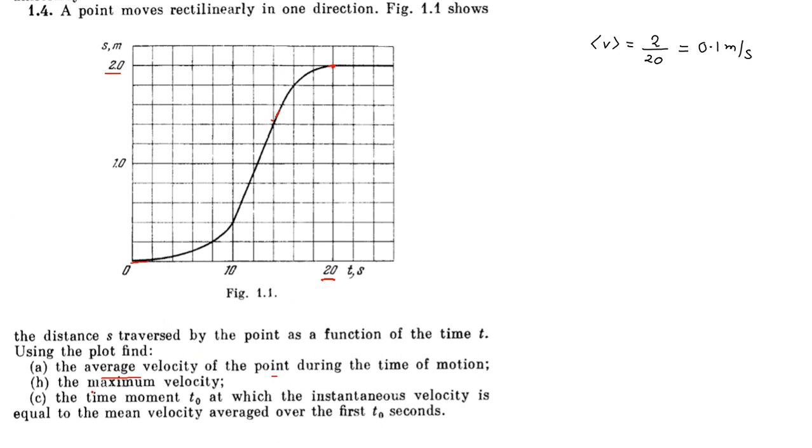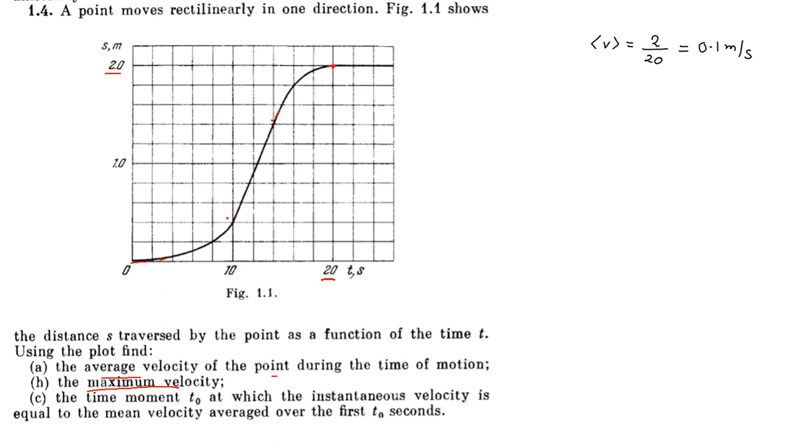The second part of the question is the maximum velocity. The slope of the distance-time graph gives us the velocity, so we have to see where the slope is maximum. Starting from t equal to 0, the slope gradually increases and then it becomes maximum. So this is the portion where the slope is maximum.